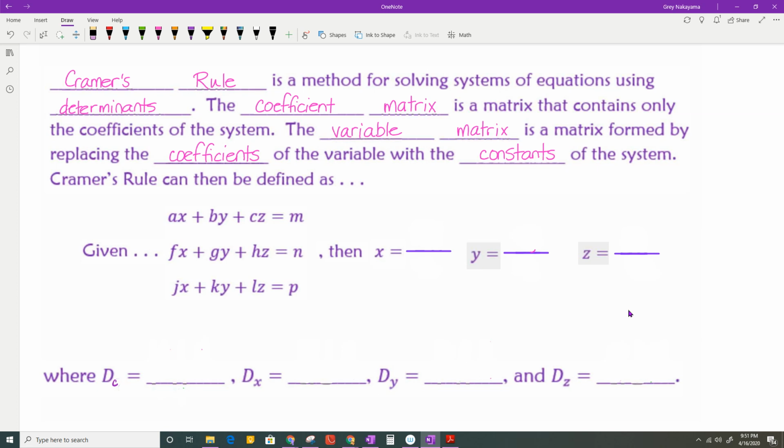Here it is with a system of equations. I gave you all abstract except for these are all with x, these are all with y, and these are all with z. So those are my coefficients of x, coefficients of y, coefficients of z. These, of course, are called my constants. Now, when you have a system like that, Cramer's rule tells you that x is equal to the determinant of x over the determinant of the coefficients. Y is equal to the determinant of y over the determinant of the coefficients. And z is equal to the determinant of z over the determinant of the coefficients.